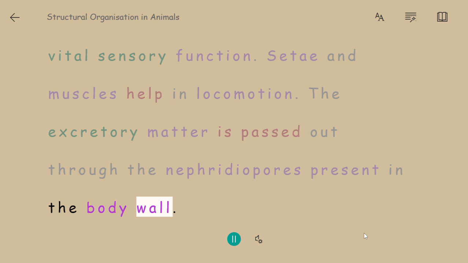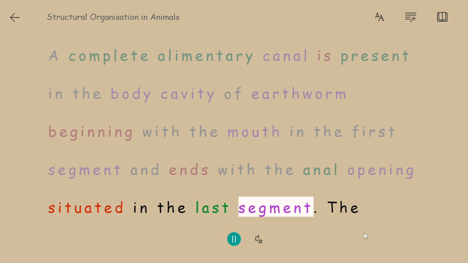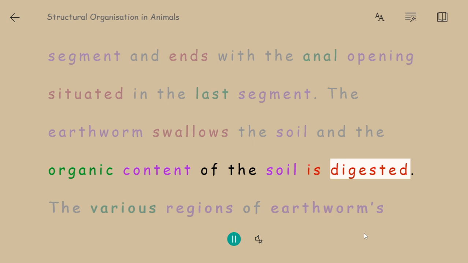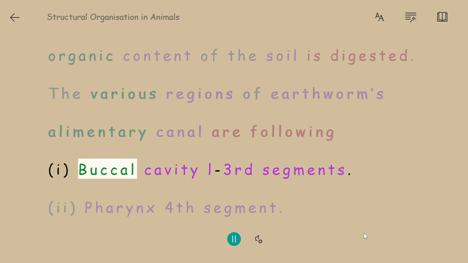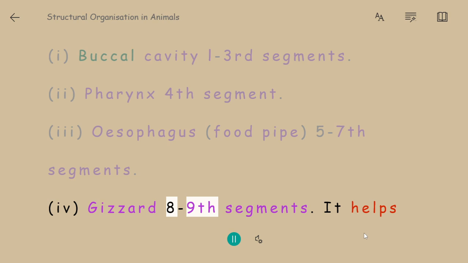Digestive system. A complete alimentary canal is present in the body cavity of earthworm, beginning with the mouth in the first segment and ending with the anal opening situated in the last segment. The earthworm swallows the soil, and the organic content of the soil is digested. The various regions of earthworm's alimentary canal are as follows. 1. Buccal cavity, first to third segments. 2. Pharynx, fourth segment. 3. Esophagus, food pipe, 5th to 7th segments. 4. Gizzard, 8th to 9th segments. It helps in grinding the food.